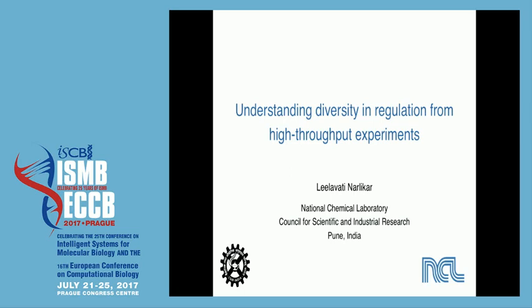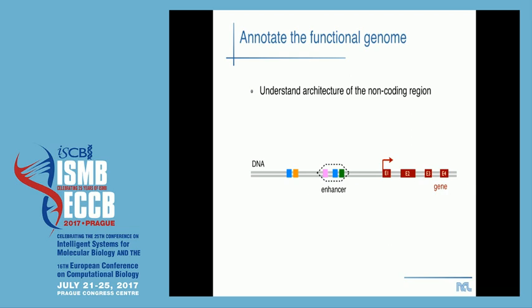Couple of recent methods that we've developed to identify regulation or diversity in regulation based on high-throughput data. Like most people in this room, I'm interested in being able to annotate the functional genome, especially the non-coding part. And as a community, I think we are getting closer to doing that, thanks to the advances in high-throughput technologies, which when coupled with really clever assays, can identify different regulatory and biochemical activities along the genome, right?